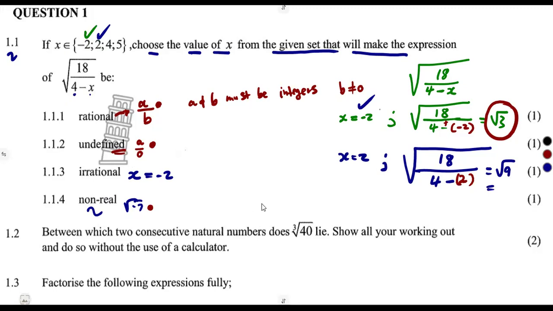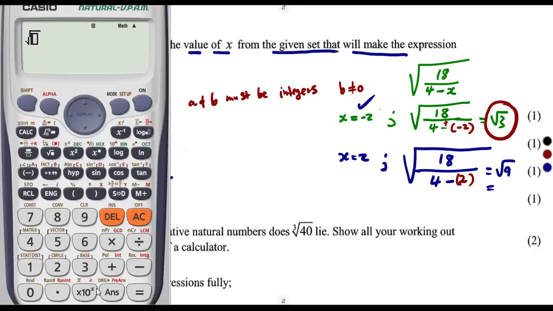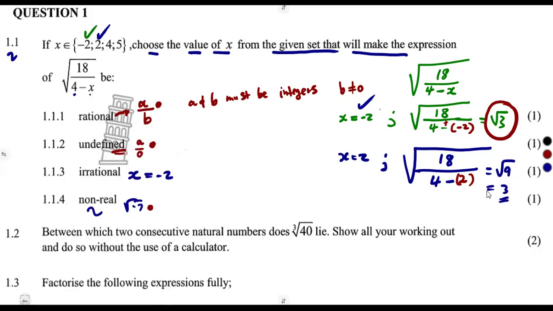And the square root of 9 can be simplified. We know this, guys. The square root of 9 is 3. So this can be simplified. And 3 is a whole number. You can call it an integer. It can be expressed in this form of a over b. 3 can be written as 3 over 1. That's a rational number. So when x is 2, we have a rational number. Is it undefined? It can't be undefined when it is a rational number. It can't be an irrational number when it is a rational number. It can't be non-real. So that is it, guys.